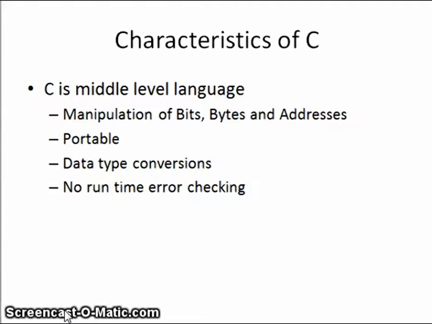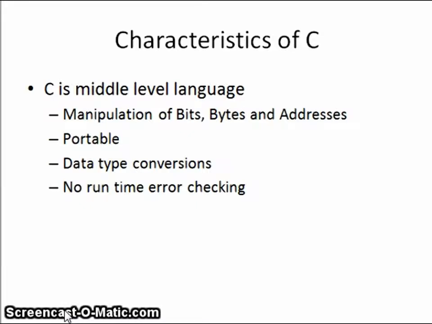So that is why C language is more flexible than high level languages, and it is easier to write code, and it provides better control over the code than machine language. That is why it is called a middle level language.